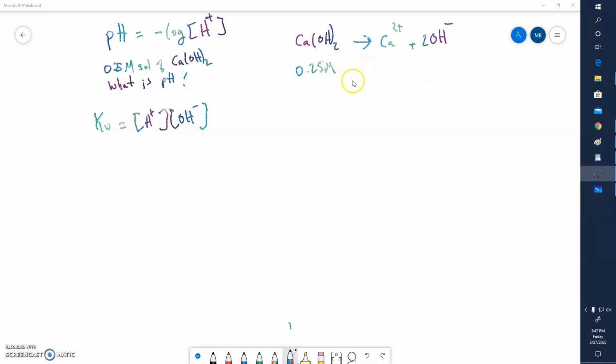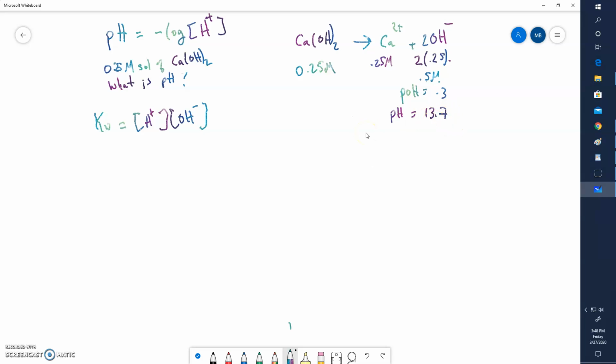So what will happen is I end up with 0.25 molar calcium. It doesn't really matter. Because I have 2 of those, for every 1 calcium hydroxide, I've got to multiply this by 2. So I end up with a 0.5 molar concentration of my hydroxide. And I'm going to do the same steps. That pOH, if I take the negative log, is going to be 0.3, which means my pH is going to be 13.7.